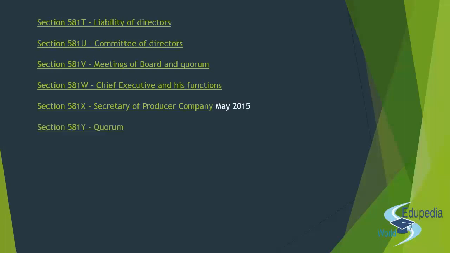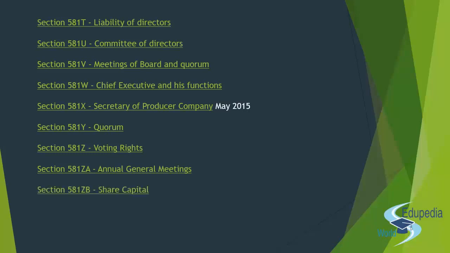Next is section 581Y, the quorum of the meeting. Then we have 581Z, the voting rights of the members. 581ZA, now you have the Z series, ZA, ZB, ZC, ZD series, right? Starting from here. So section 581ZA deals with the annual general meeting. Section 581ZB, the share capital, on which a question has been asked in November 2011, right?